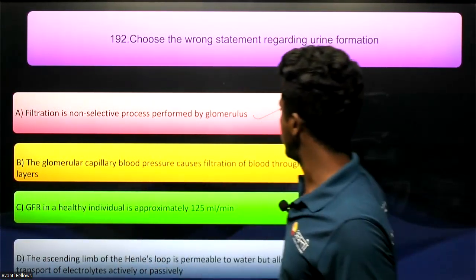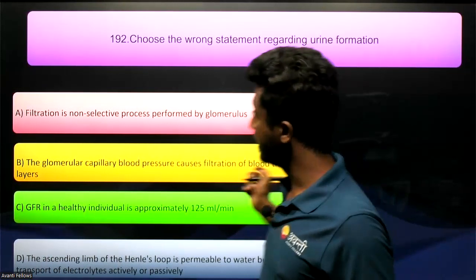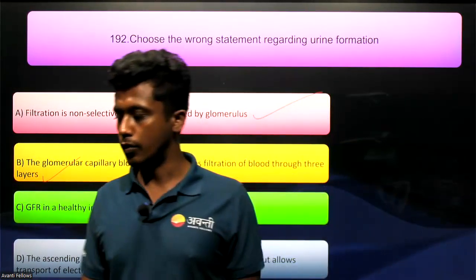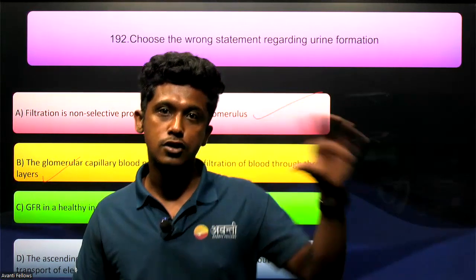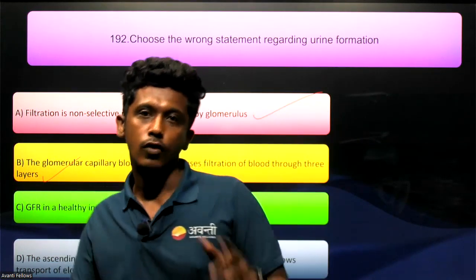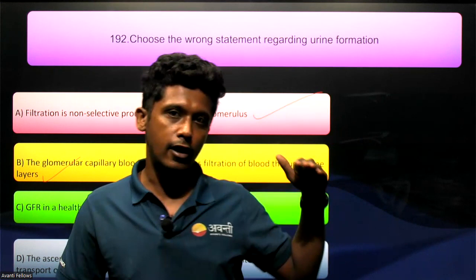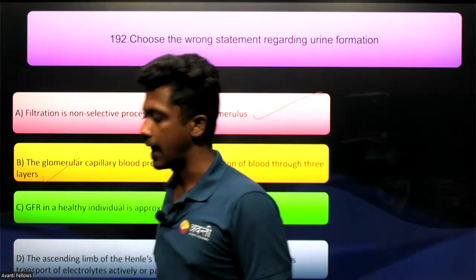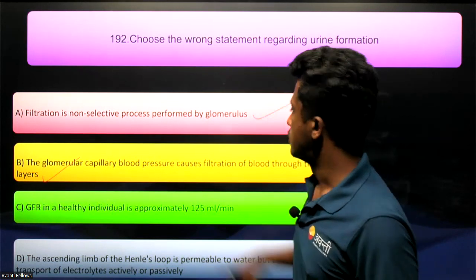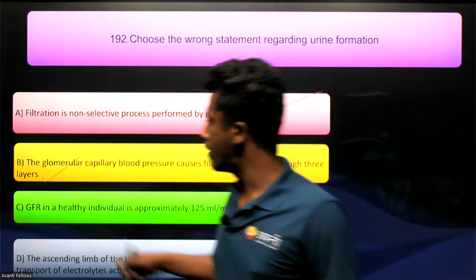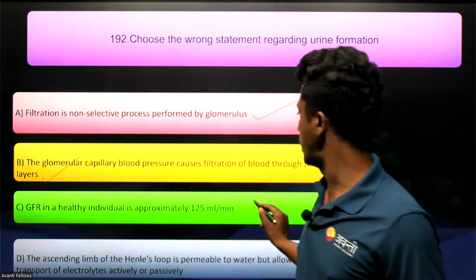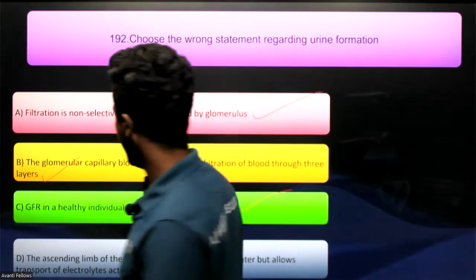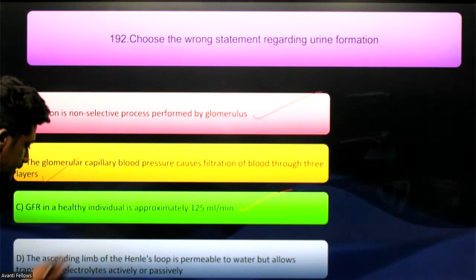Glomerular capillary blood pressure causes filtration of blood through 3 layers. Absolutely right. We have filtration slits. So you might have heard about the layers, right? It forms the filtration membrane. The layer of the blood vessel, and then the layer of the glomerulus, and finally the capsule itself. So that is also right. Next one we have is GFR is 125 ml per minute in a healthy individual. This is also correct. The last option almost appears correct, but it is wrong.